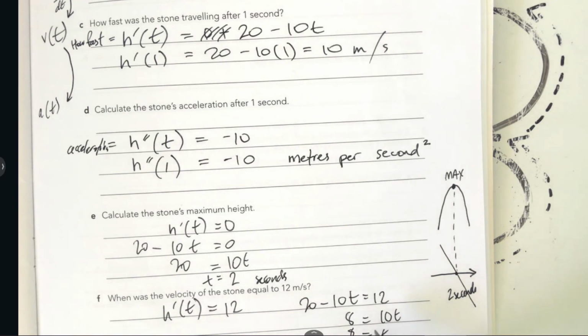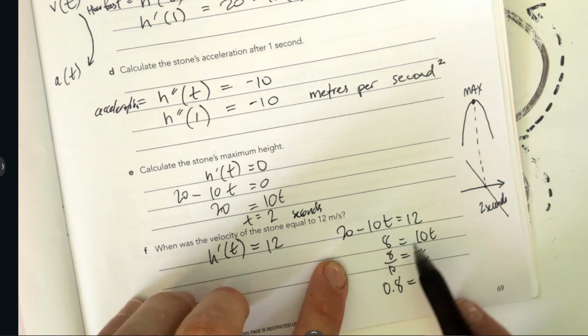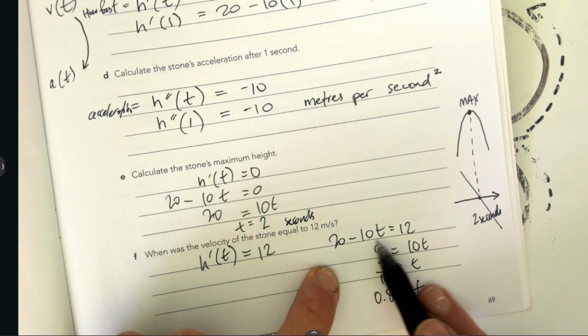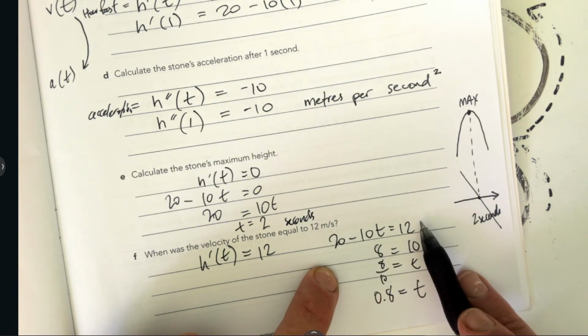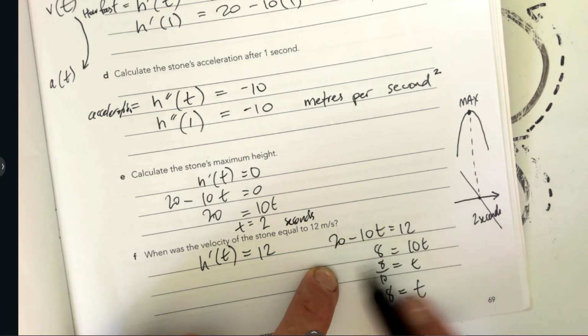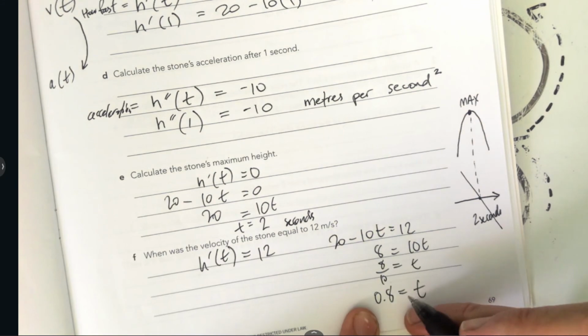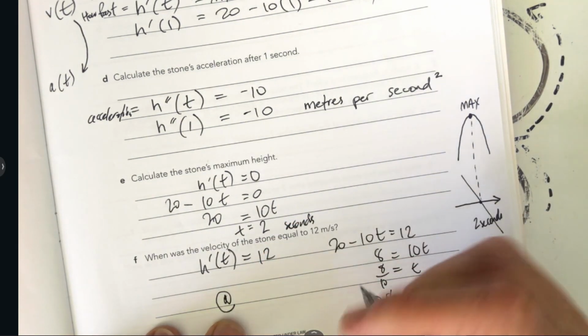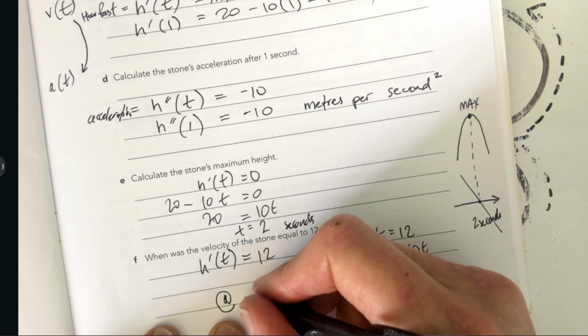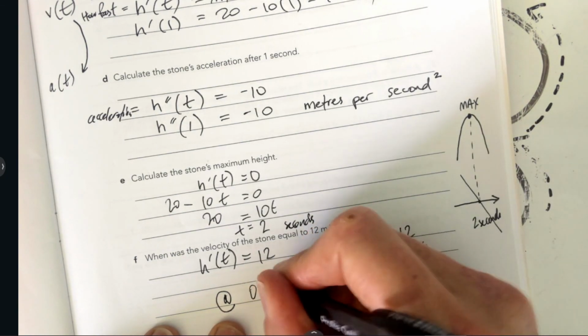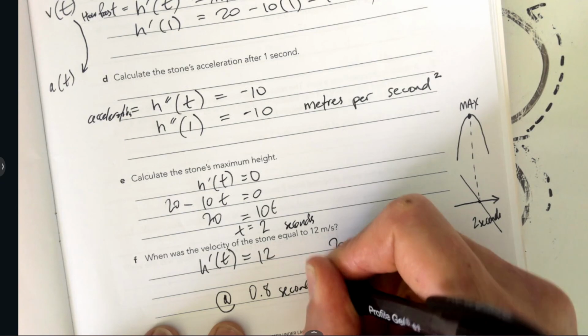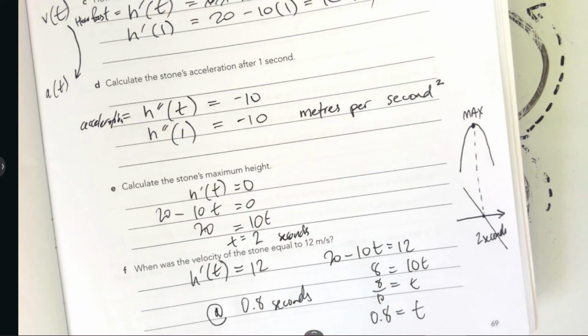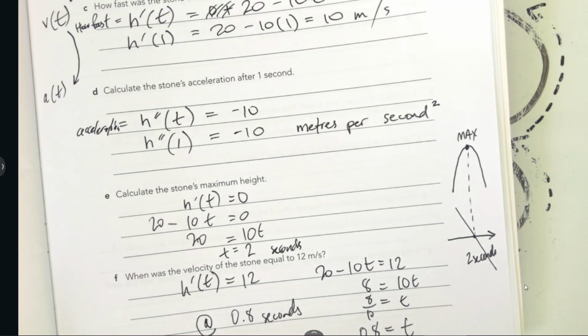I feel like I rushed there and made a blooming mistake slashing off the screen. Getting that over there, so we're minusing 12. 8 over 10. Yeah, it makes sense. So at, I like using these symbols. Most other teachers don't really do it. At 0.8 seconds, the velocity of the stone is equal to that. Sick. That's page 69, baby.